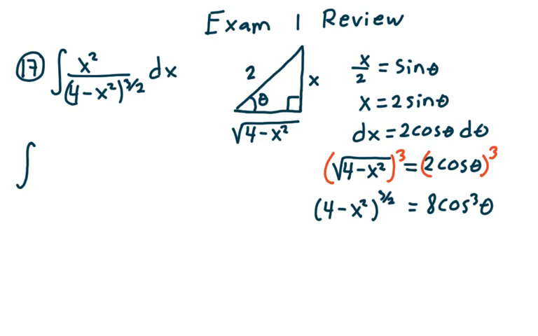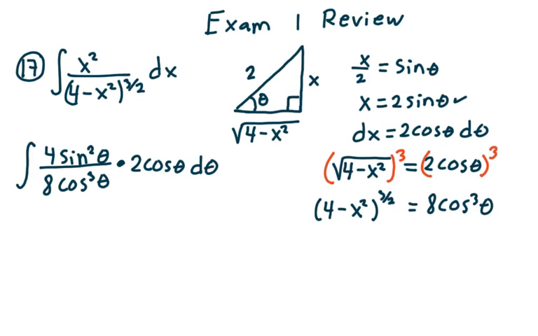Now remember, x is 2 sine theta. So I'm going to square x and get 4 sine squared theta divided by 8 cosine cubed theta. Okay, that's what 4 minus x squared to the 3 halves is. And then I'm going to replace dx with 2 cosine theta d theta.